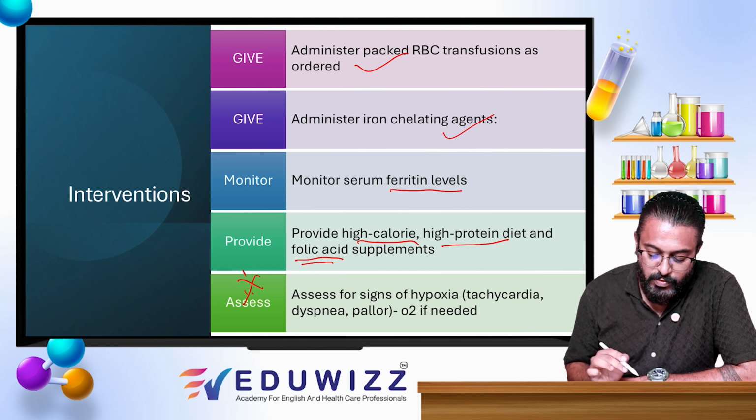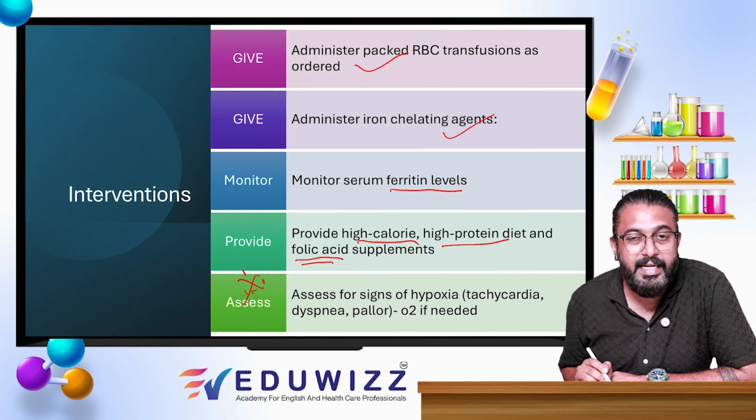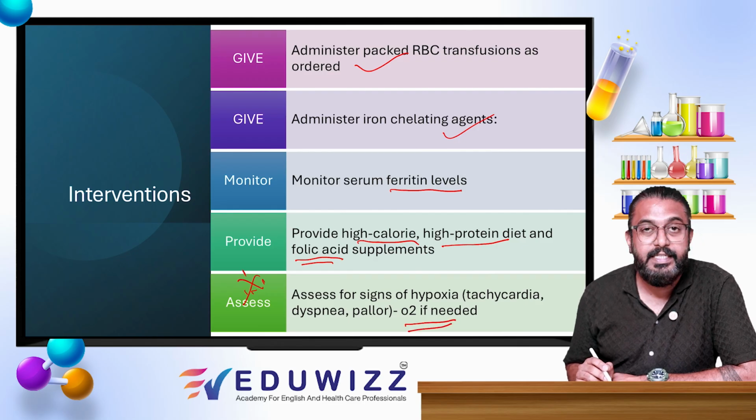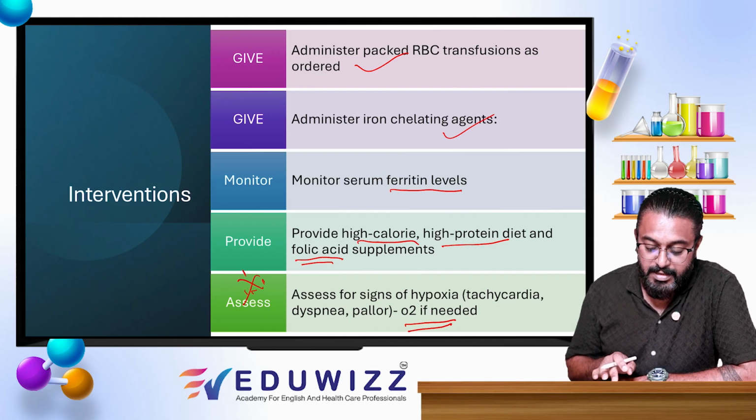Assess for signs of hypoxia. Those are tachycardia, dyspnea, and pallor. If there are signs of hypoxia, O2 is given. So this is also important. So that's why I marked it here.